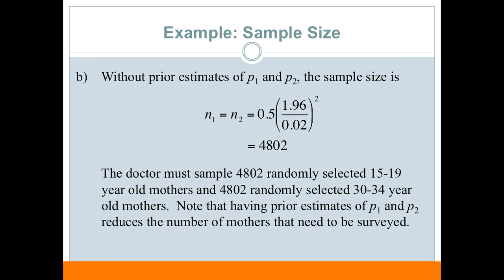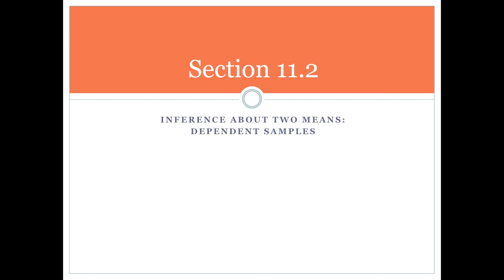Now, if we use no estimate at all, so no prior estimate, we're going to use this formula here, which basically maximizes our sample size. So we have 0.5 times 1.96 over 0.02 squared, which gives us a much, much larger sample size. So if we're not using prior estimates, we have to take a much larger sample. In this case, we have to take a sample of 4,802 15 to 19-year-olds and 4,802 30 to 34-year-olds.